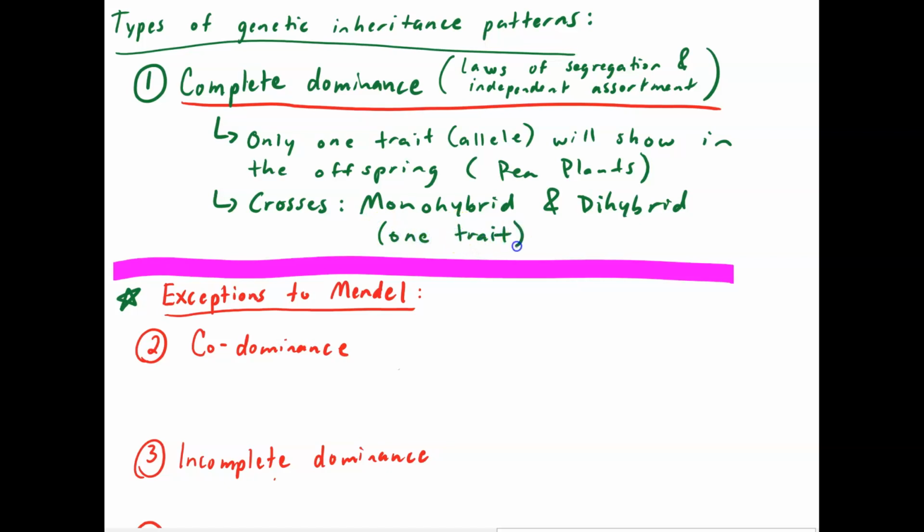So mom has brown hair, dad has blonde hair. What will the offspring look like? Or what are the percentages for the offspring? Dihybrid would be two traits. So what's the chance that we have blonde hair and green eyes at the same time, for example? So this is going to be complete dominance. We're going to go through some example problems shortly so I can show you how to solve each one of these types of problems.